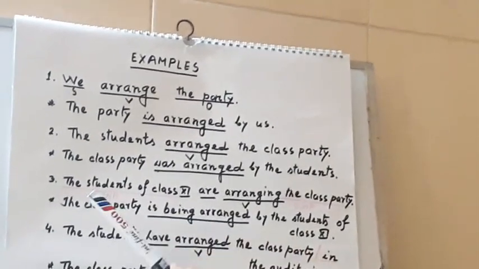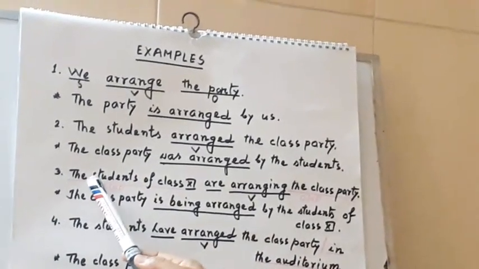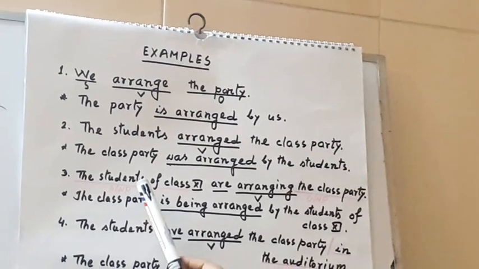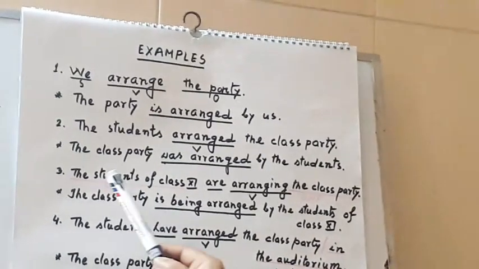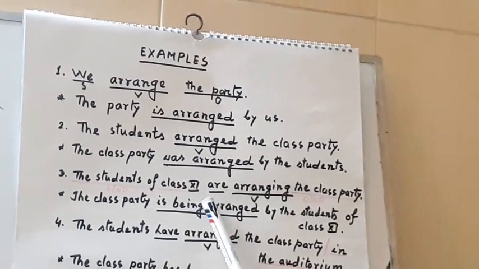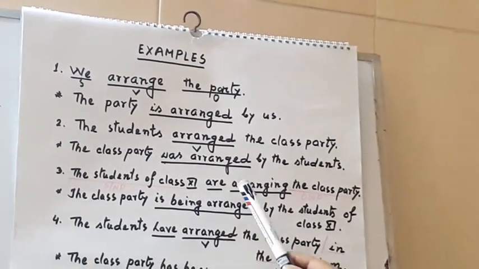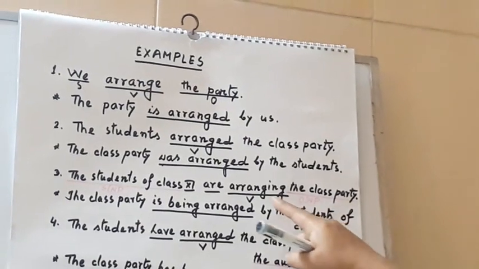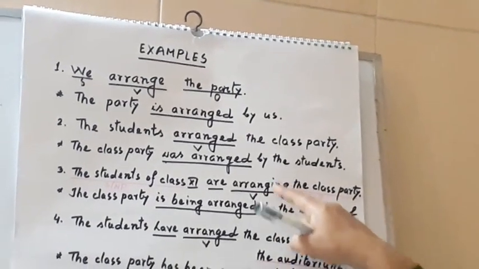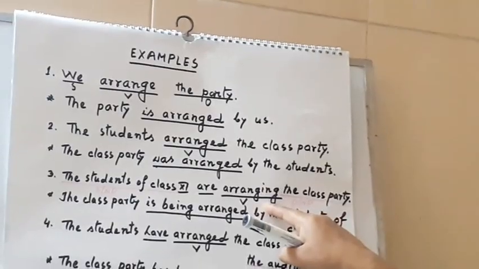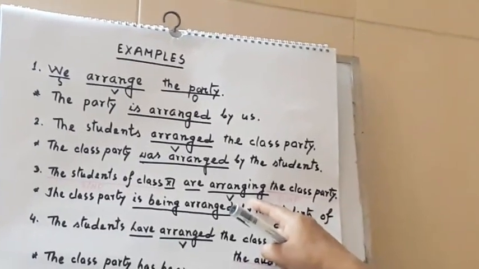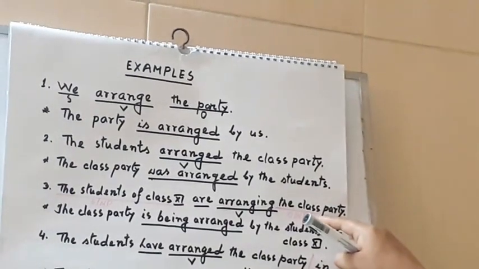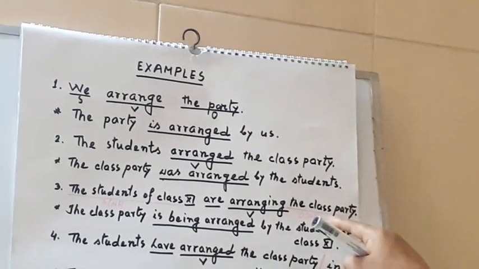Then you see number 3, I have used a noun phrase in place of a noun. This is not only a student, but the students of class 11. It's a noun phrase. And there is an auxiliary verb are, and the main verb is in present participle form, that means ing. And you see the class party is not a noun or pronoun. This is a noun phrase.